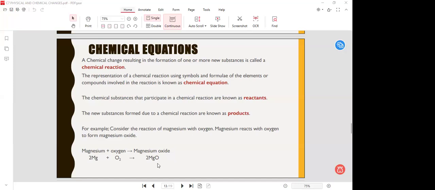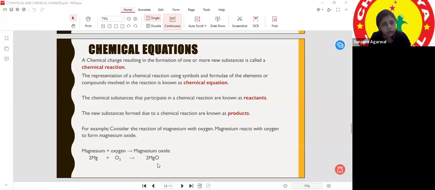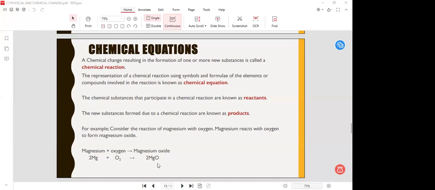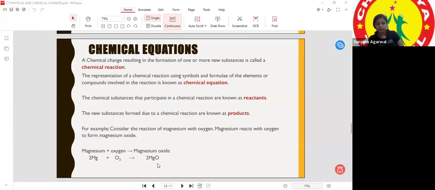Chemical equation. Hmm? Ma'am, what is chemical equation? Ashwath. Yes, ma'am. Okay.